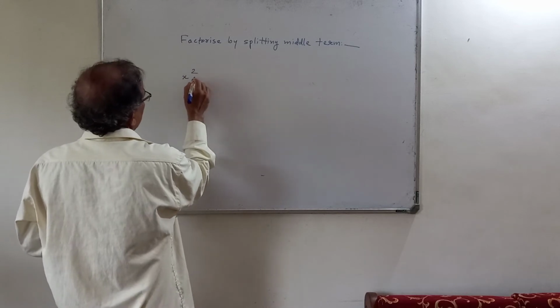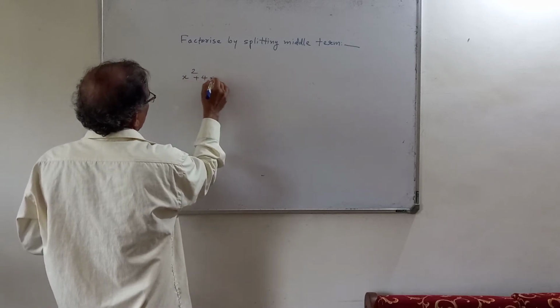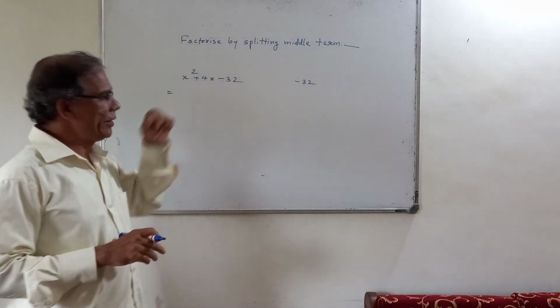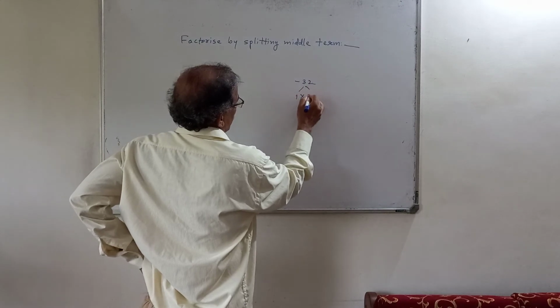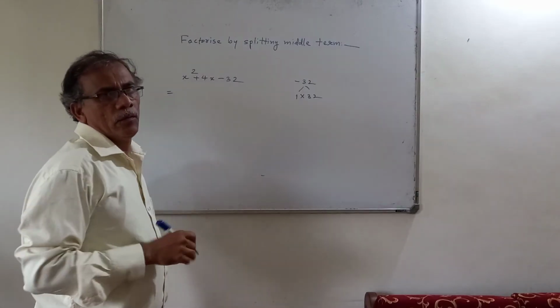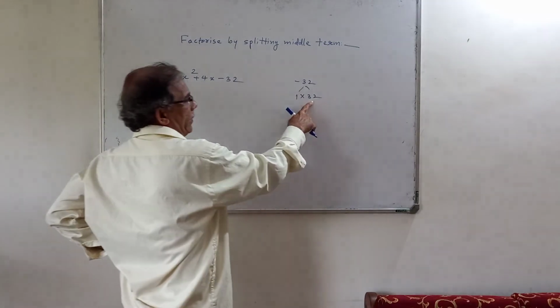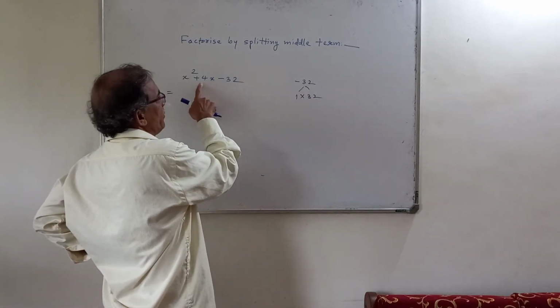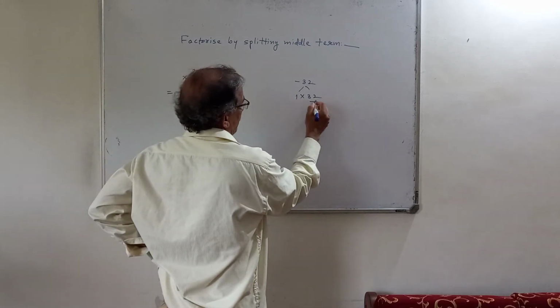x square plus 4x minus 32. Now we have to find what is the last term. Minus 32. The product sign is important, remember. Now, first pair 1 into 32. First we have to attach sign to the greater number in the pair. Sign of which term? Sign of the middle term. The addition should be plus 4 now. So the greater number will be plus.